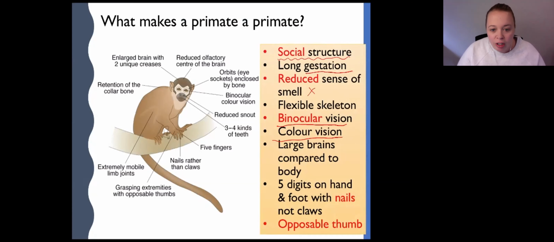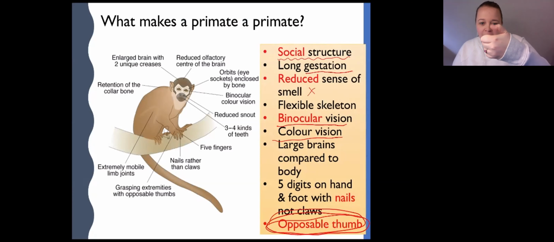Yeah, this colour vision is a really important one. And binocular meaning 2 eyes. So binocular and colour vision. And then the number one thing that I want you to know about primates, and this is the bit you can't forget, these guys here, yeah? These opposable thumbs. This is what defines us and monkeys and chimps and gorillas, all of us as the one group. This opposable thumb. What does an opposable thumb mean?